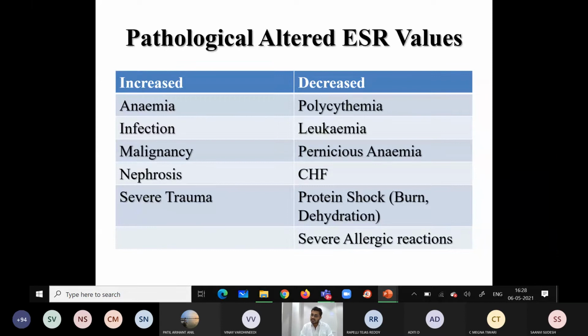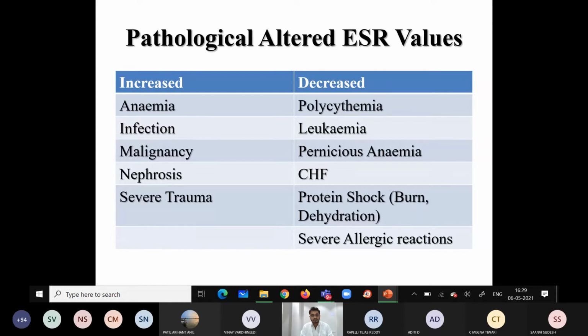The decreased ESR values, again, see, if this side was anemia, so here it is polycythemia. This side was infection, so decreased will be leukemia. Here, pernicious anemia, it will be decreased. The heart failure, congestive heart failure will be there. It will be decreased ESR values.